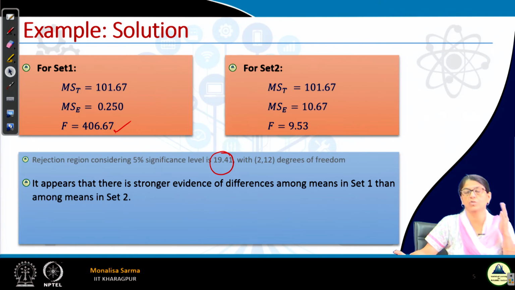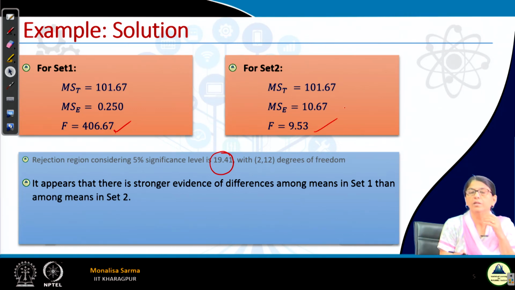Even our box plot also showed it. From our box plot also we could see that, right. And for set 2 we got in the acceptance region 9.53. So, though the means of both the sets are same, still for set 1 we could very conveniently say that all the means are different for the 3 different populations, null hypothesis is rejected, and for set 2 we could not reject the null hypothesis, we do not have enough evidence to reject it. Okay. Clear, that is how we do the ANOVA testing.